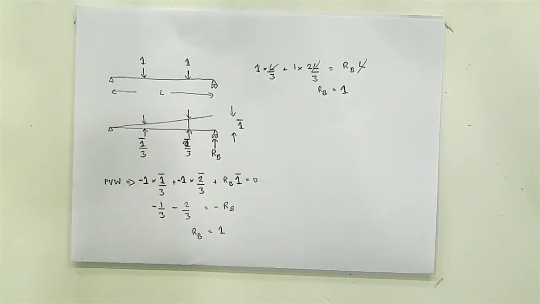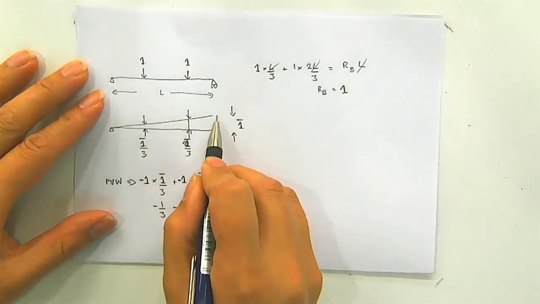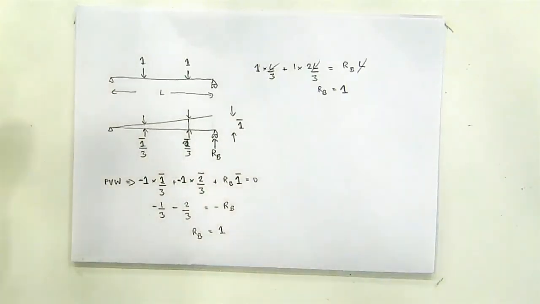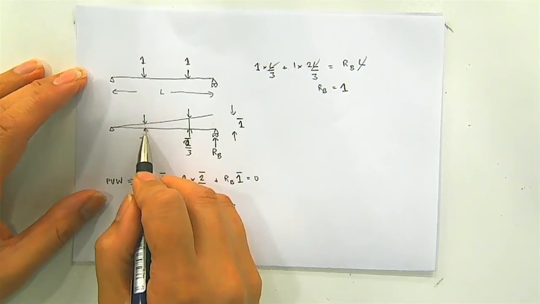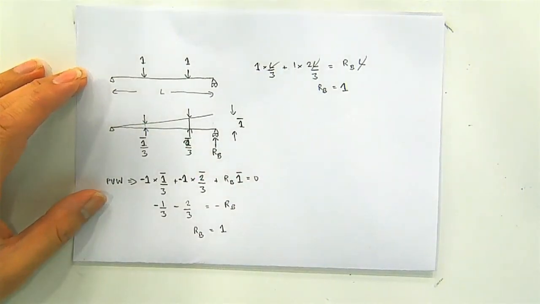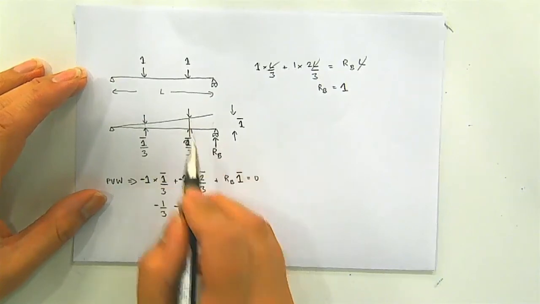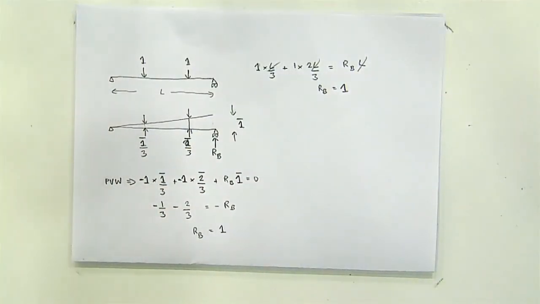Now if I've moved the end of it up by 1 bar, just by similar triangles, this bit here under that load has moved up by 1 bar over 3. And this bit up here has moved up by 2 bar over 3. Okay? So it's just all based on geometry. So let's apply our theorem of virtual work.